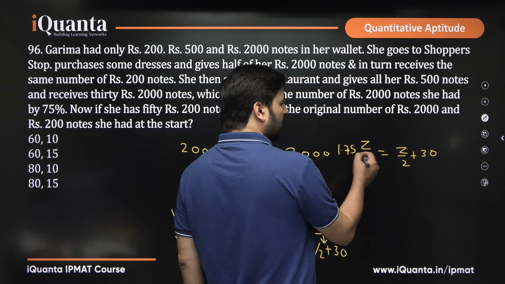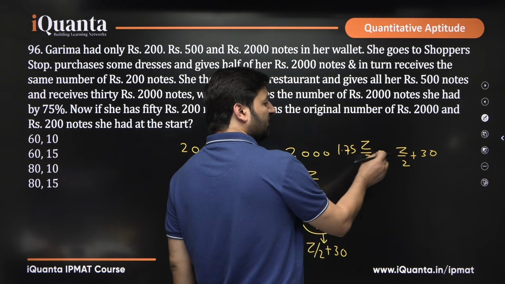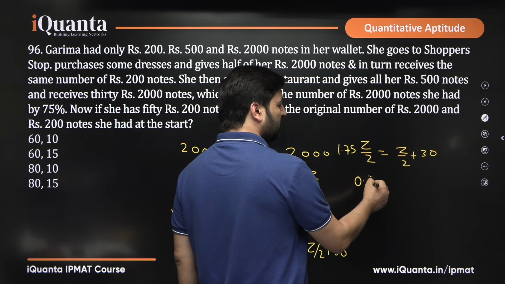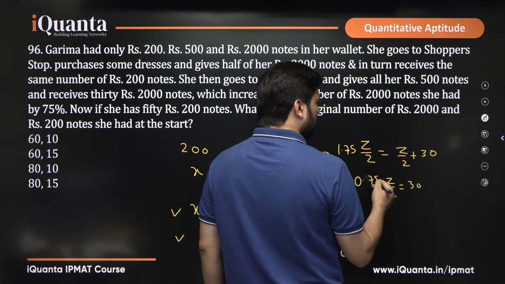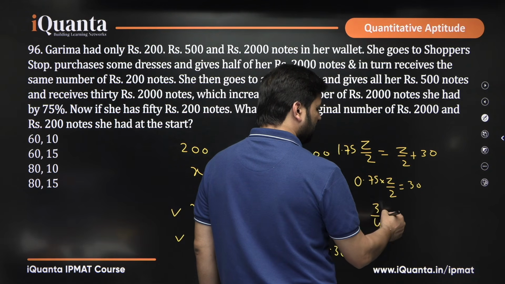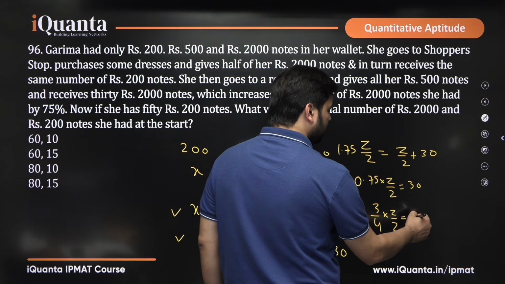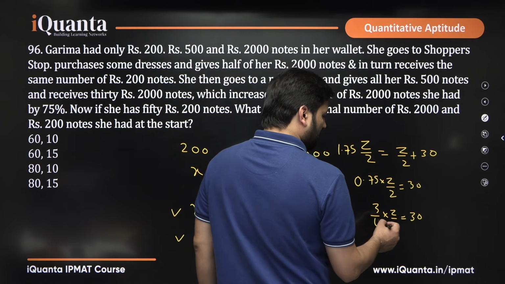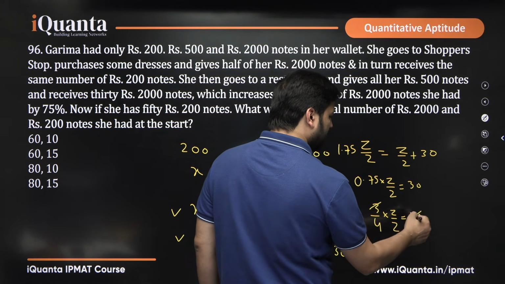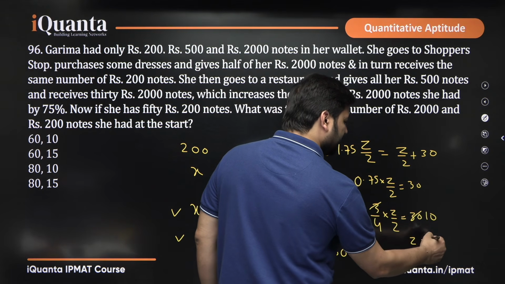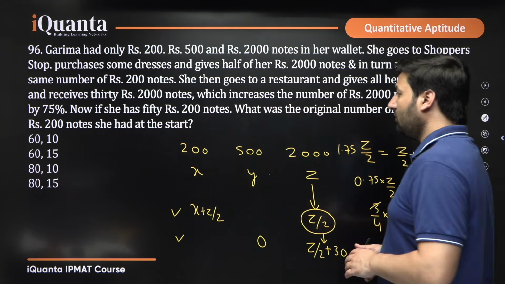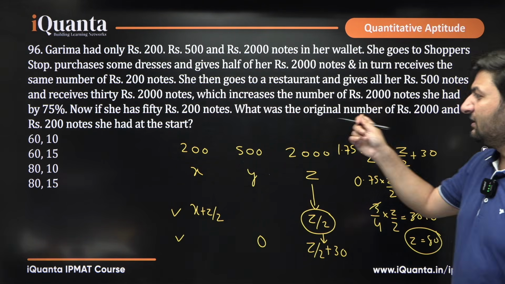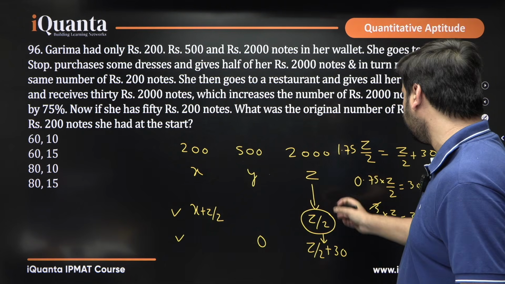What do you get? 1.75 minus 1 is 0.75, so 0.75 into Z by 2 is equal to 30. 0.75 is 3 by 4, into Z by 2 is 30. What is Z? Z is 80. We want to find out the original number of rupees 2000 notes. Initially Z is 80.